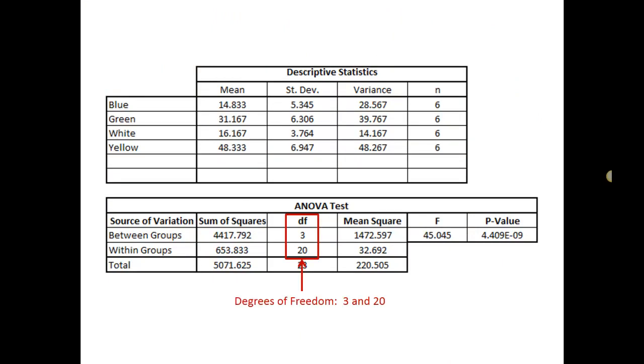First, we have the degrees of freedom. Now in analysis of variance, there are 2 kinds of degrees of freedom rather than just one like we've been dealing with in the t-distribution. So in this case, there is a between groups degrees of freedom and a within groups degrees of freedom. So we say that we have 3 and 20 degrees of freedom. Next we have our test statistic. The test statistic is an F test statistic. In this case, it has the value of 45.045.